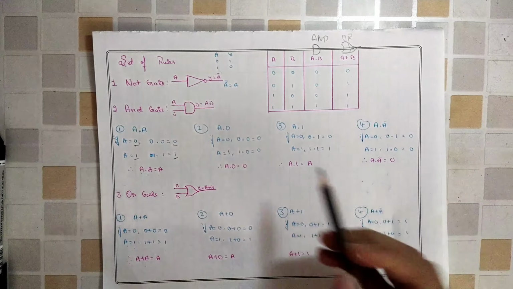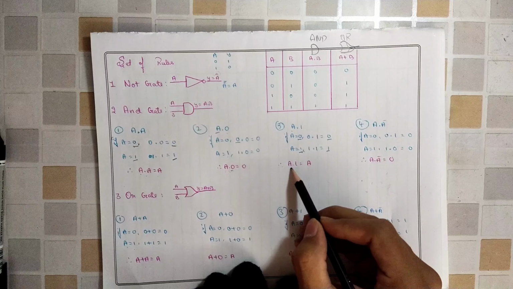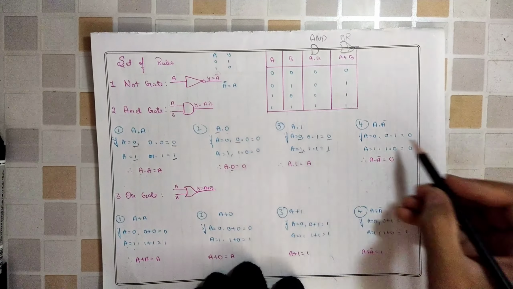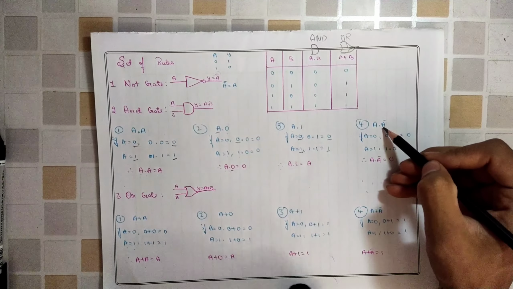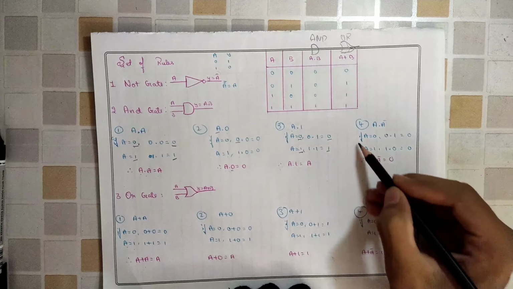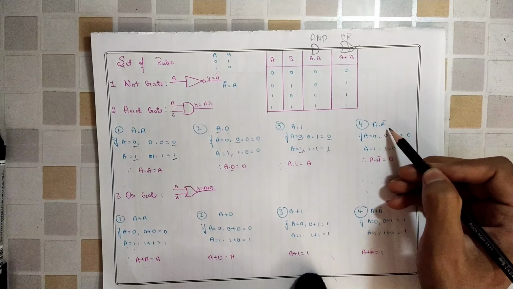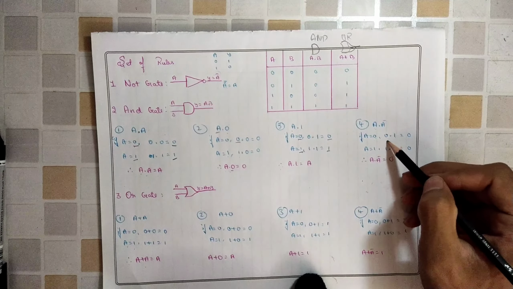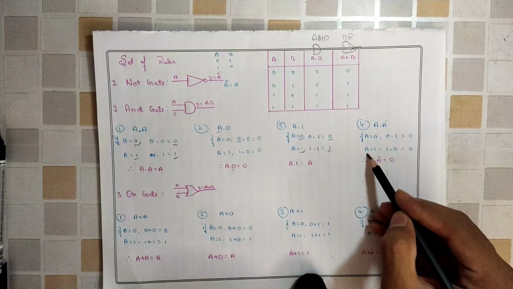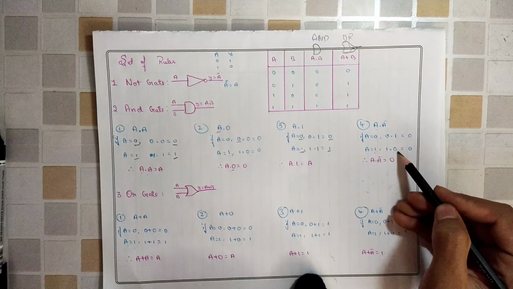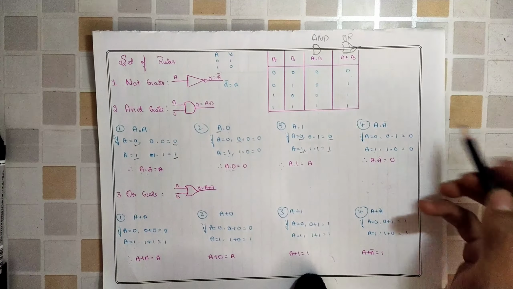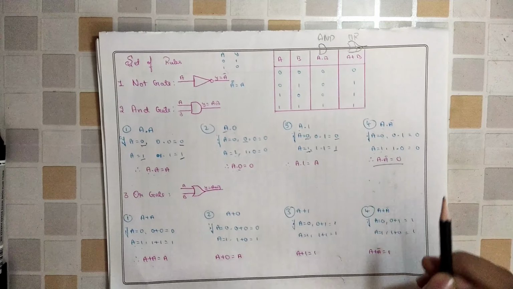So here again you can see whatever input you are giving, that same is reflecting in the output side. So here you can write A into 1 is equal to A. And coming to the last condition, A into A bar, meaning A into A complement. If you take A equals 0, then 0 into 0 complement, which is nothing but 0 into 1, which is again 0. And if you take A equals 1, 1 into 1 complement is nothing but 1 into 0, which is again 0. So again you can write that A into A bar is always 0.